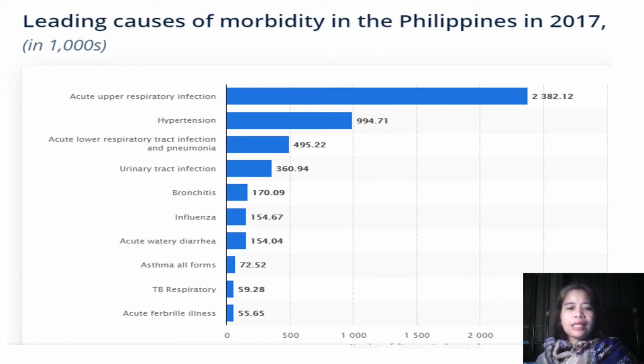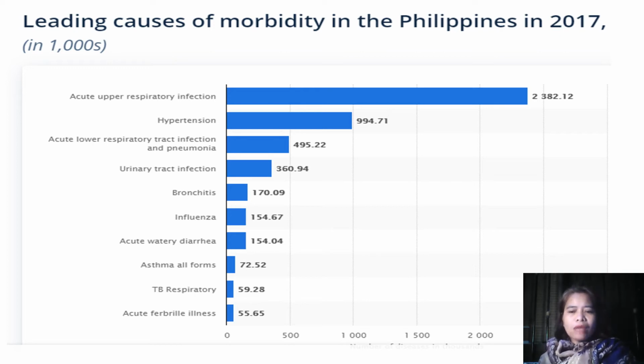So next in line is hypertension. We also have on the third rank is acute lower respiratory tract infection and pneumonia, urinary tract infection. We also have bronchitis, influenza, acute watery diarrhea, asthma all forms, TB, respiratory, and acute febrile illnesses.